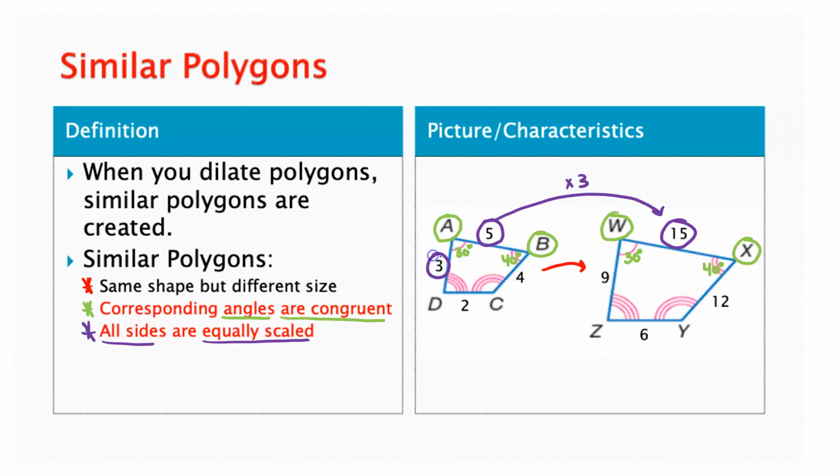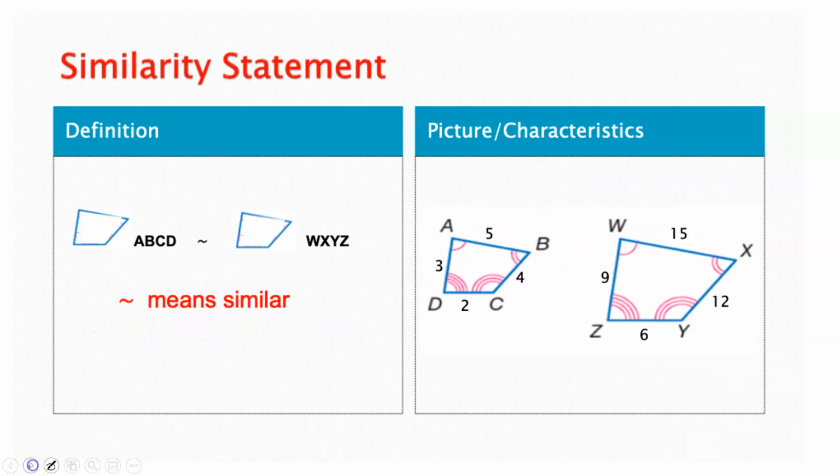How do I go from 3 to 9? I multiplied by 3. How do I go from 2 to 6? Multiplied by 3. How do I go from 4 to 12? I multiplied by 3. So again, all the sides are equally scaled. All the angles are congruent. This is what we mean by similar. It's not a copy and paste. It's a smaller or bigger image from what we started with.